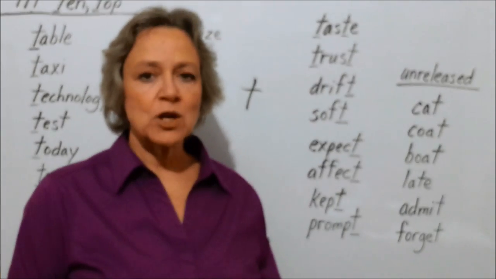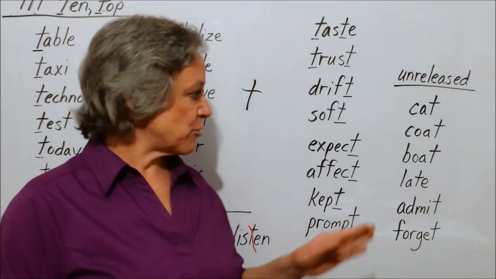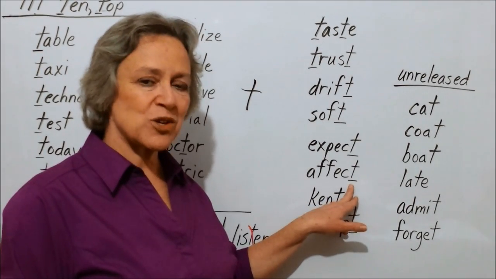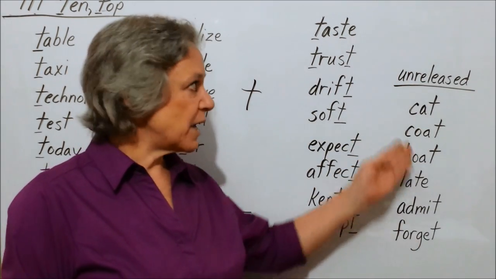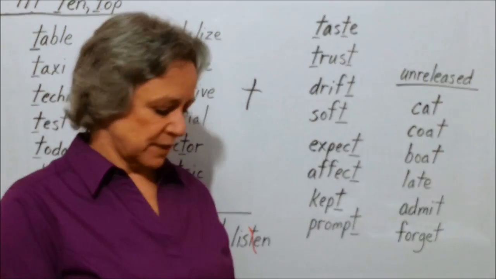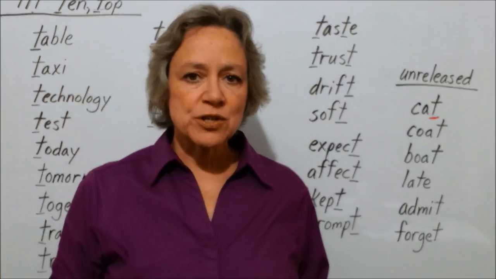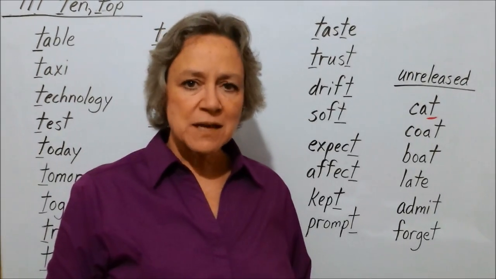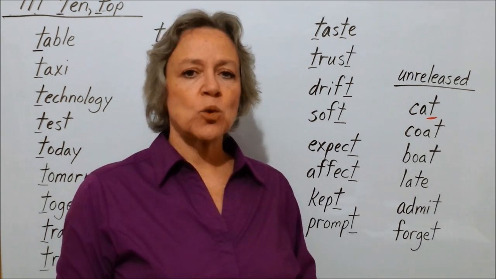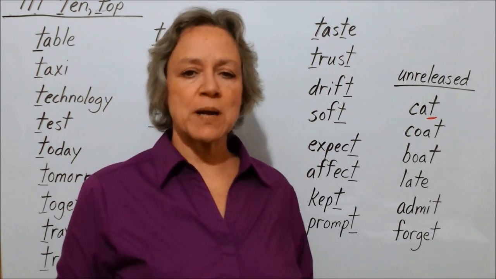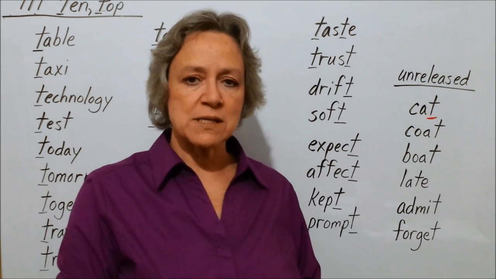But we have many, many words where we do not pronounce the T completely at the end of the word, or we do not pronounce the letter T or the sound completely. And I have a few examples in this column. I have written unreleased. That means that the letter T or the sound T at the ends of all of these words is not pronounced completely. When I say unreleased, I mean that when my tongue touches the ridge behind my teeth, I don't complete the sound by moving my tongue and releasing the air.